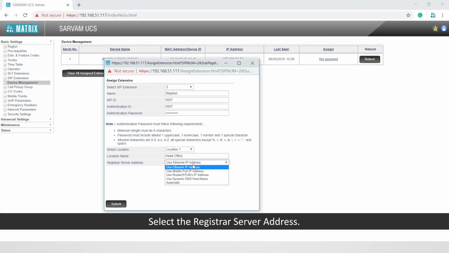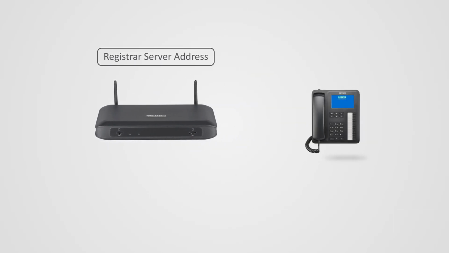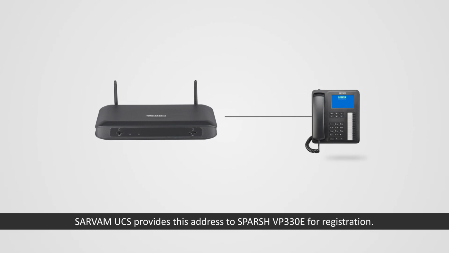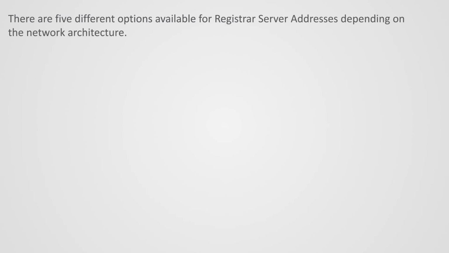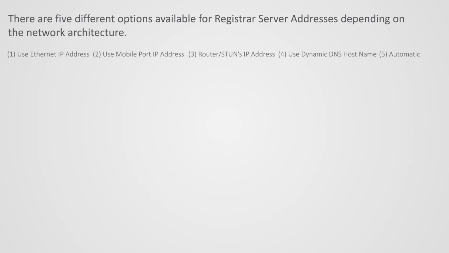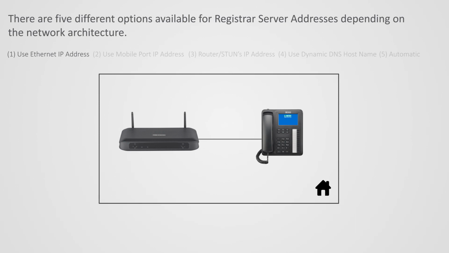Select the registrar server address. Registrar server address is the address of the SIP server. SARVAM UCS provides this address to SPARSH VP330E for registration. There are 5 different options available for registrar server addresses depending on the network architecture. Use Ethernet IP address. Select this option when SPARSH VP330E is in the same local network as that of SARVAM UCS.